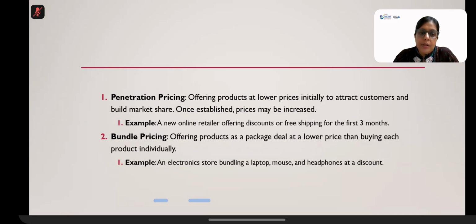Okay, next is penetration pricing. Penetration, as the name suggests, means you want to penetrate into the market. So here the products are sold at a lower price when they are introduced in the market.